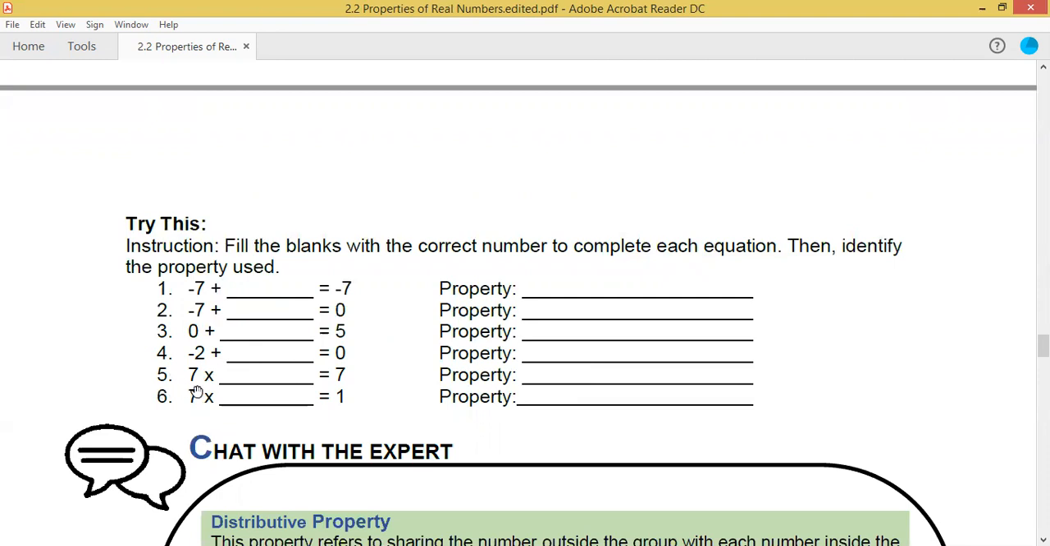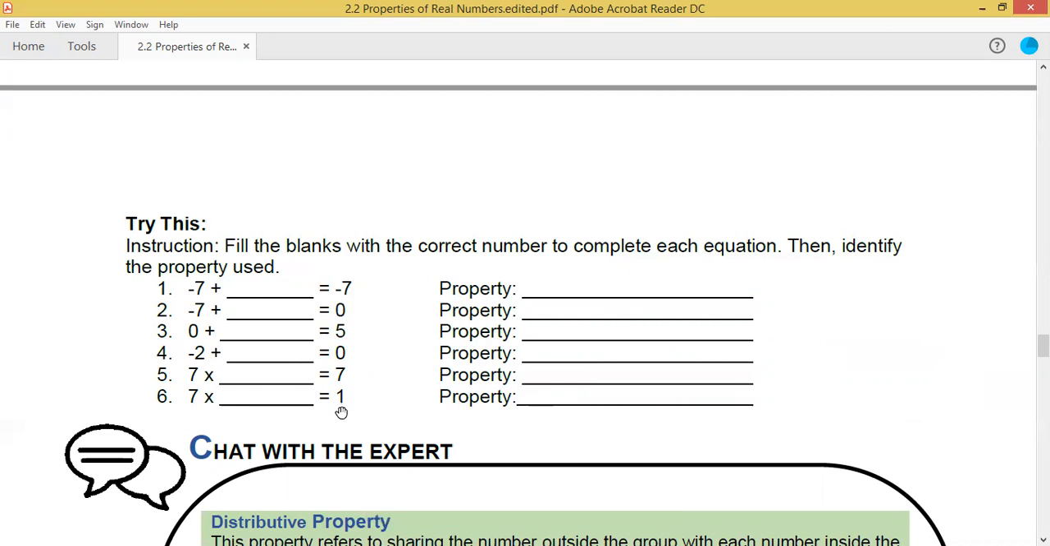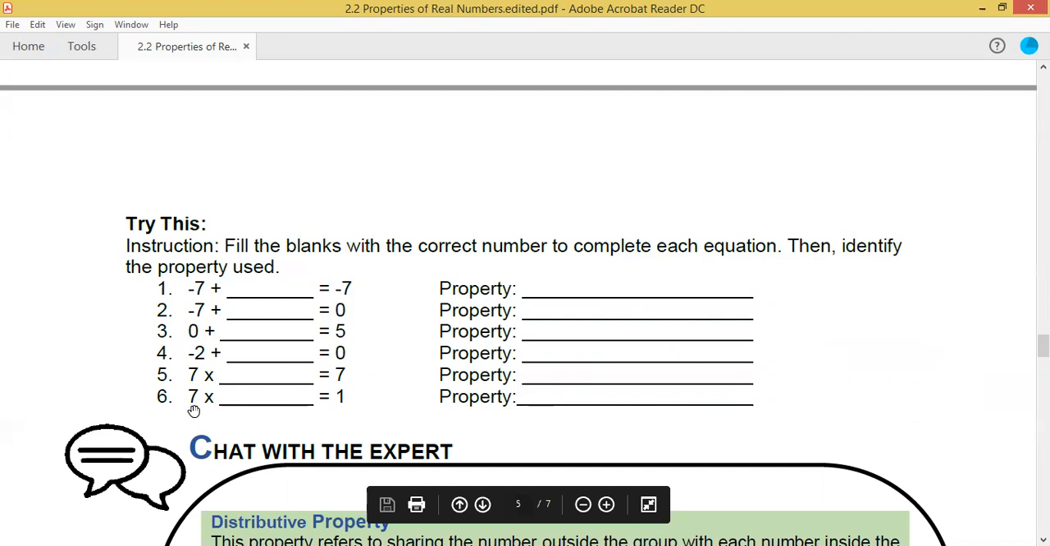Number 5, 7 times blank equals 7. The answer is the number itself. So we have applied the identity property. And the identity element is 1. The last number, 7 times blank equals 1. The answer is 1 for multiplication. So we have used the inverse property. Now, what is the multiplicative inverse of 7? Yes, its reciprocal is 1/7. Now, pause for a while as we move to the distributive property.